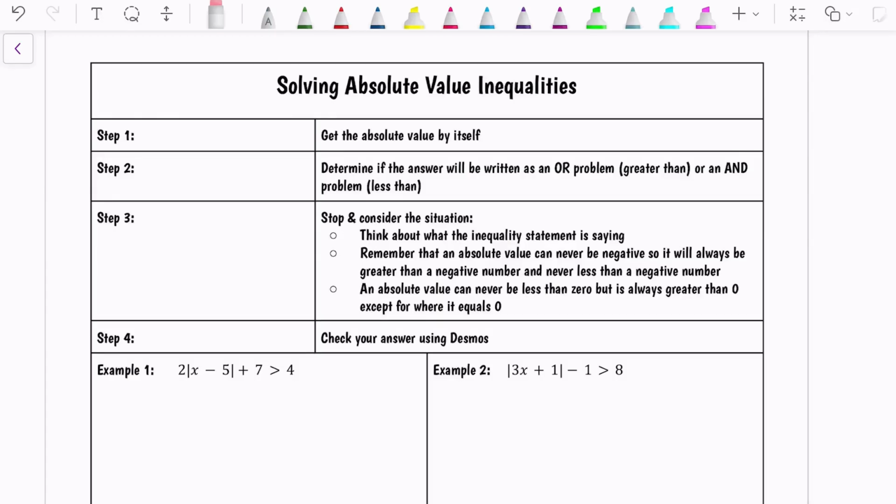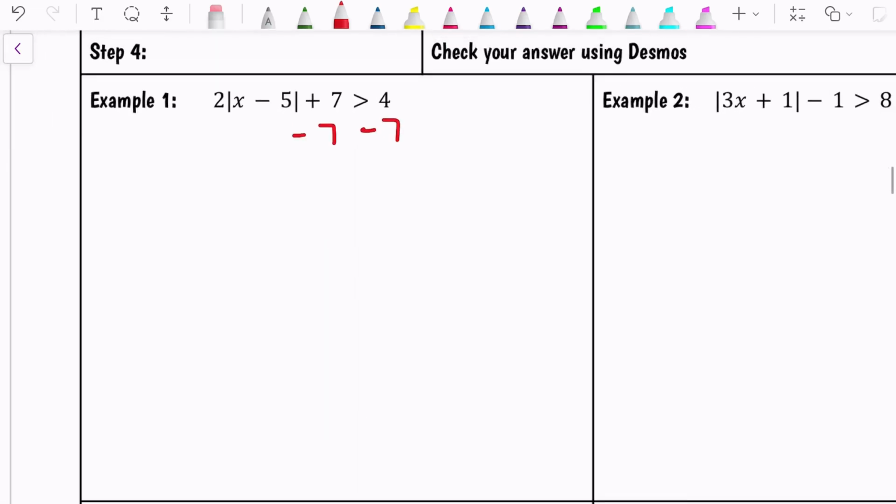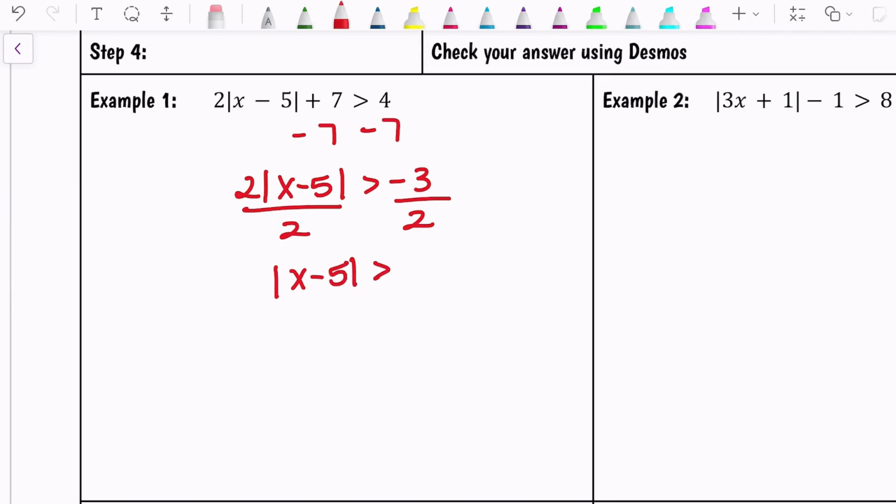In this video, I'm going to go over how to solve absolute value inequalities algebraically. So for example 1, I am going to go ahead and isolate the absolute value. I'm going to take 7 away from both sides. That would leave me with that the left side is now greater than -3. Then a 2 is multiplying the absolute value, so I'm going to divide by 2. And since this is a terminating decimal, a decimal that ends, I'm going to leave it as a decimal.